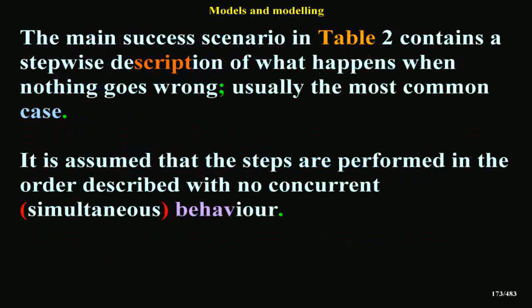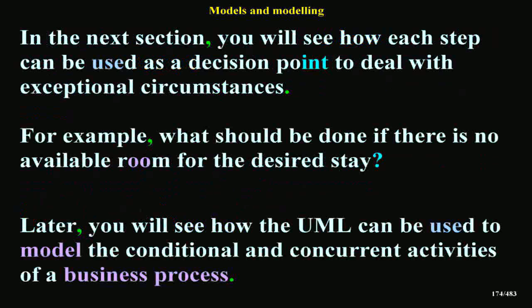The main success scenario in Table 2 contains a stepwise description of what happens when nothing goes wrong, usually the most common case. It is assumed that the steps are performed in the order described with no concurrent, simultaneous behavior. In the next section, you will see how each step can be used as a decision point to deal with exceptional circumstances. For example, what should be done if there is no available room for the desired stay?